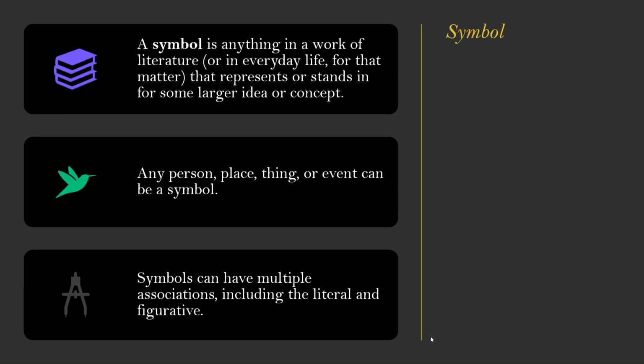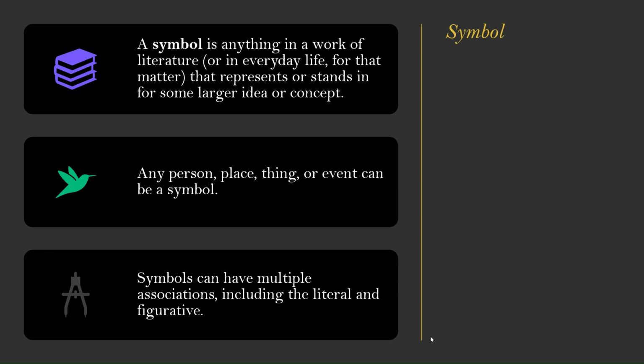Symbols in literature are things that have a literal and a secondary symbolic meaning, and these are things that exist in all of the world. A symbol is anything that represents or stands in for a larger idea or concept, and any person, place, thing, or event can be symbolic. Symbols can have multiple meanings, including both the literal and the figurative. And symbols exist all around the world, so these are the sorts of things that have multiple layers of meaning.